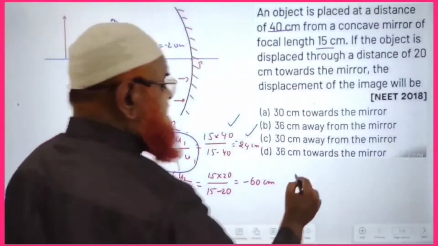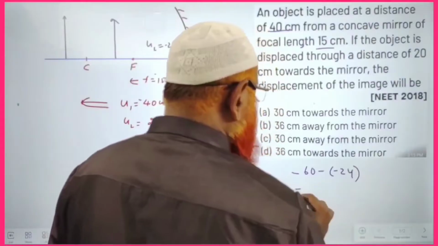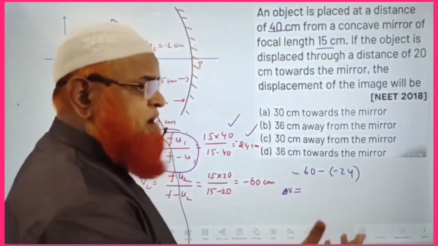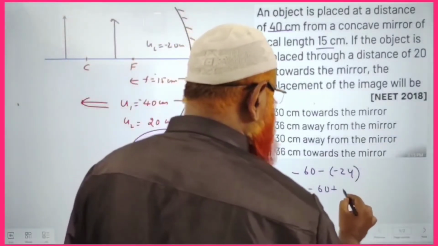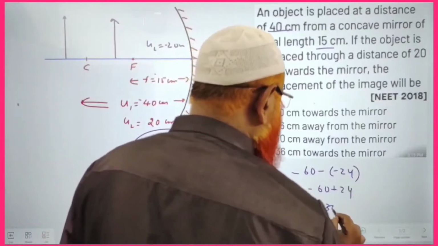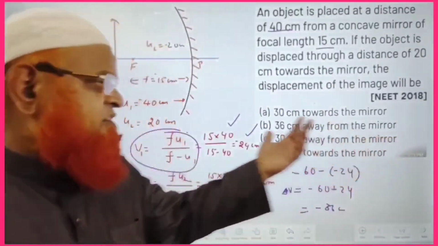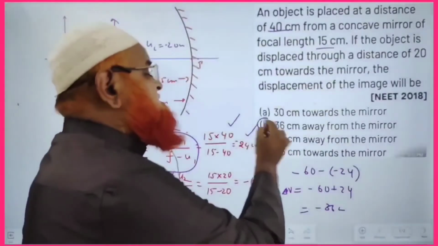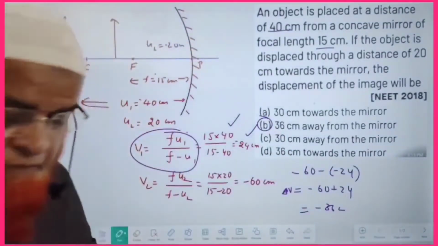Now you have to find the difference. Minus 60 minus of minus 24 gives you the net displacement, that is delta v, how much the image has been shifted. It is minus 60 plus 24, which is minus 36 centimeters. Minus indicates that it has been shifted away from the mirror. Your answer is option B. Hope you have enjoyed this problem. Thank you very much.